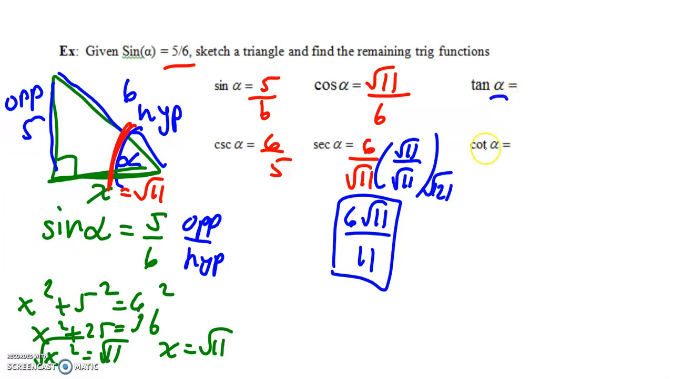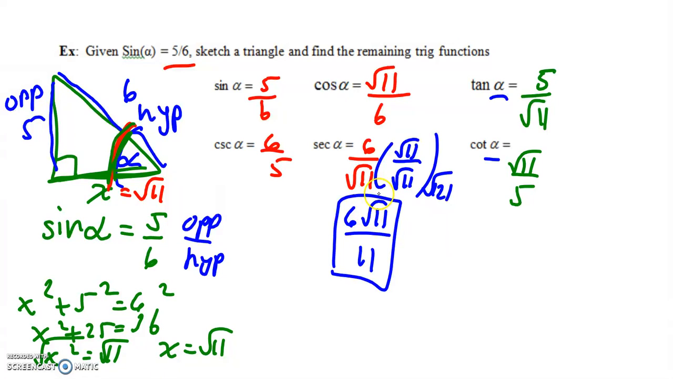Tangent of alpha and the cotangent of alpha. If I'm using this as a basis again, tangent is opposite over adjacent. So the opposite is 5, and the adjacent side would be the square root of 11. So this is something we're eventually going to have to rationalize. However, before I do that, the cotangent of alpha is the reciprocal. So the cotangent would be the square root of 11 over 5, which doesn't have a problem because the square root is in the numerator, not the denominator.